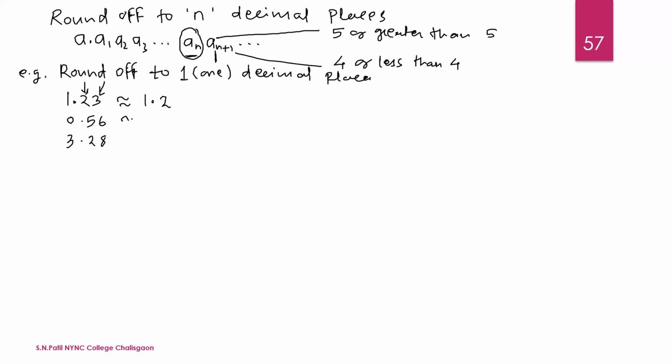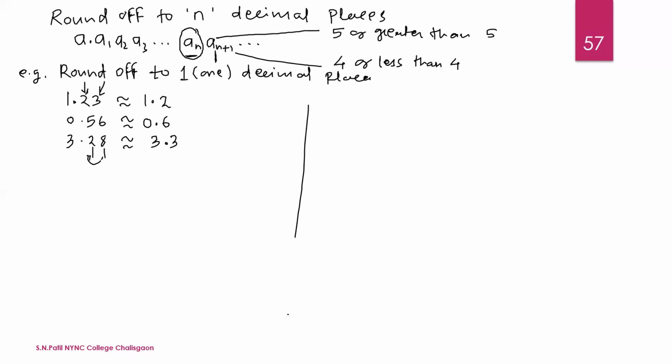Now here, see the first place is 5 and the second place is greater than 5. So in this case, we add 1 at the first place. That is, the value is 0.6. Now here, this is the first place and we round it, and the second place is greater than 5. Now it can be written as 3 point, and if greater than 5, then add 1. That is 3.3. Similarly, we can round to 2 places, 3 places. Let us take one particular example.